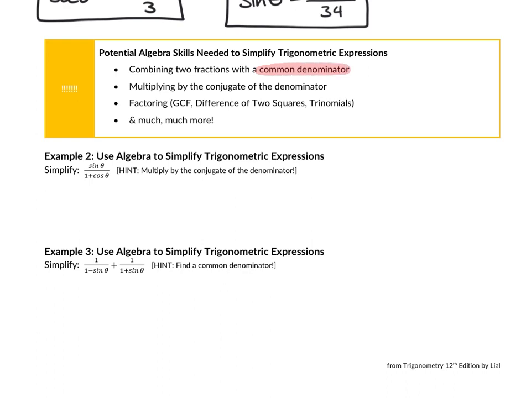You may also have to multiply by the trig conjugate of the denominator. As a hint here, a trig conjugate is like 1 plus cosine of theta and 1 minus cosine of theta. So the same thing, just change the sign in the middle of 1 and that value. That is a conjugate. You may also have to factor in various ways. You'll see a lot of greatest common factor factoring and difference of two squares factoring. And of course, much, much more.